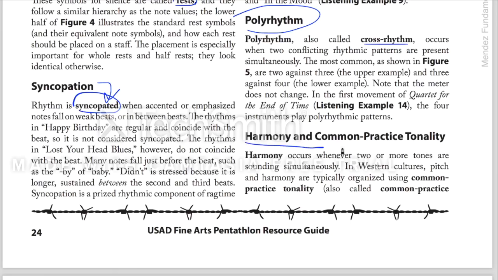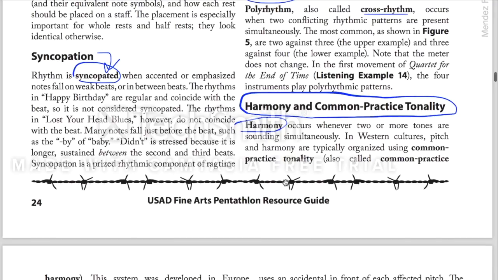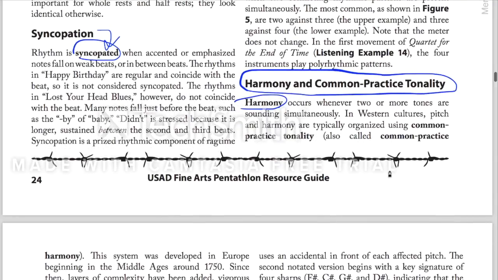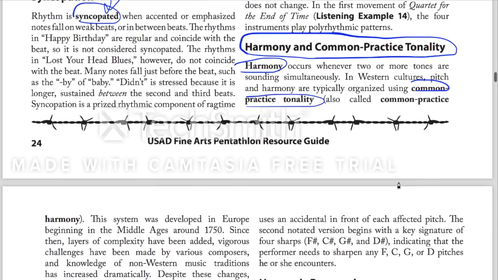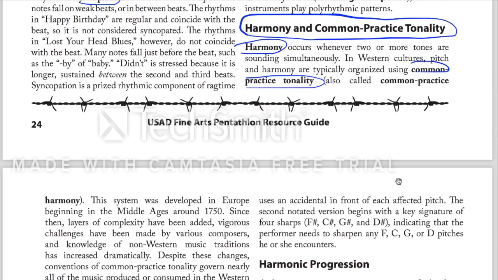Now let's move on to harmony and common practice tonality. Harmony occurs whenever 2 or more tones are sounding simultaneously. In Western cultures, pitch and harmony are typically organized using common practice tonality, also called common practice harmony. So tonality and harmony are the same. You guys know what harmony is, guys. It's when you have people singing the same thing, but they're doing it in different keys or different tones, to be more exact. Here's an example of harmony.